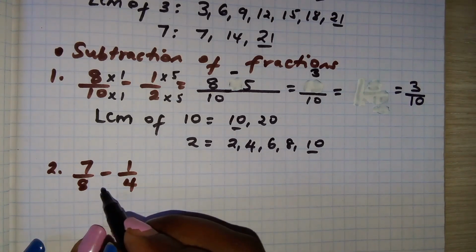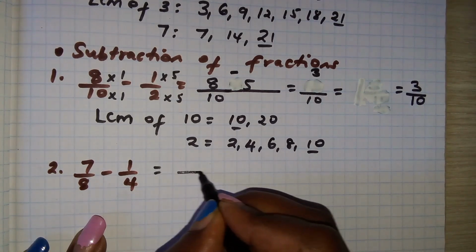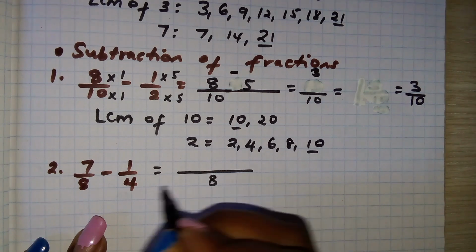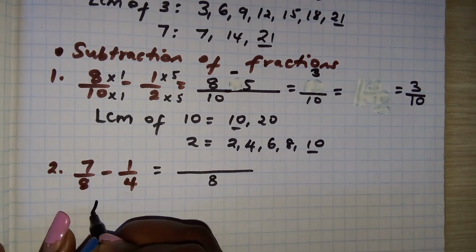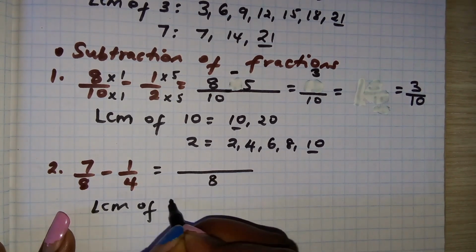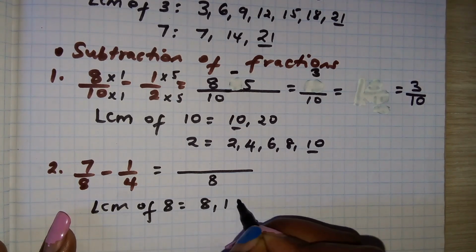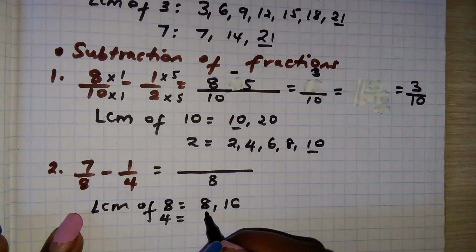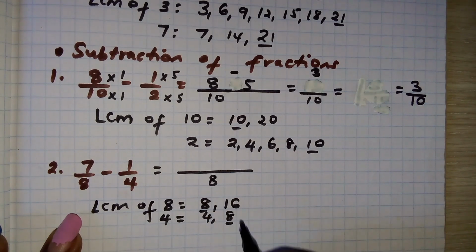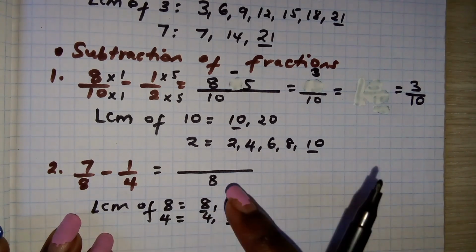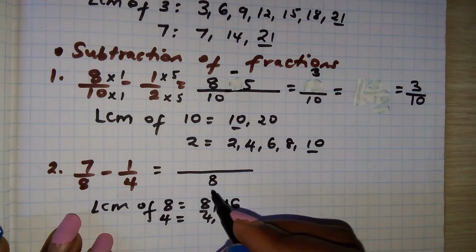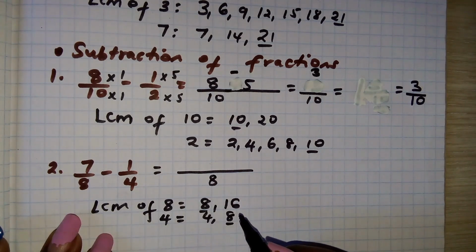Number 2, 7 over 8 minus 1 over 4. So the LCM of 8 and 4 would be 8, but let me show you. LCM of 8 equals 8. Count on in 8 will be 8 and 16. For 4 would be 4, 8. So the LCM is 8. So the more you do this, you'll be able to get the answer even without doing the working out.